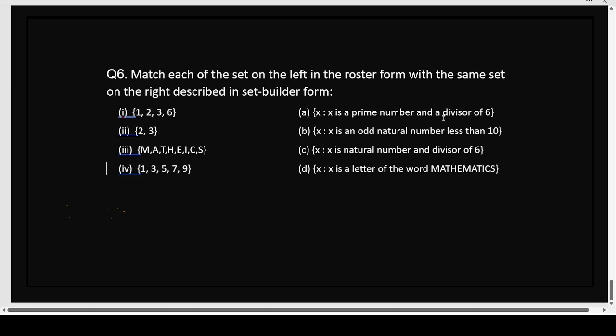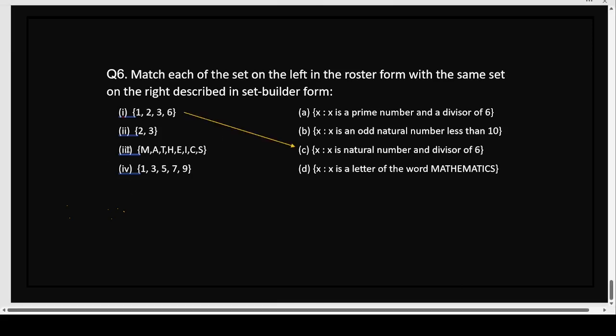Check the first one. X is a prime number and is a divisor of 6. So 6 is not a prime number. So this doesn't match with this. X is an odd natural number less than 10. No, 2 and 6 are not odd natural numbers. X is a natural number and divisor of 6. Yes, this one will match with C. 1, 2, 3, 6 is a natural number and divisor of 6.